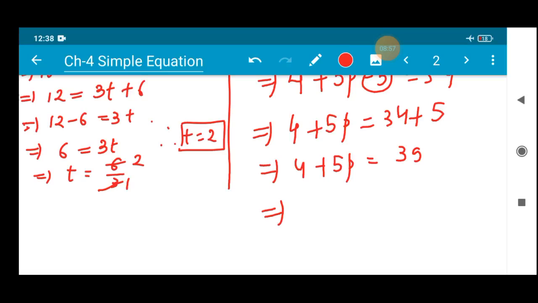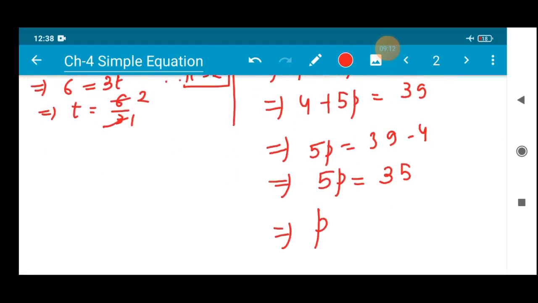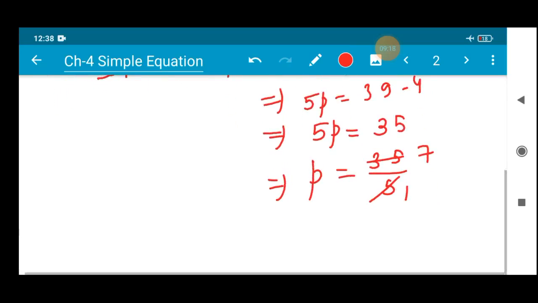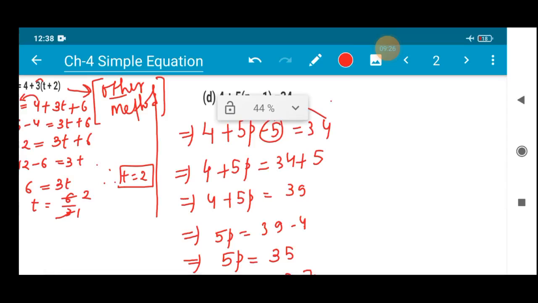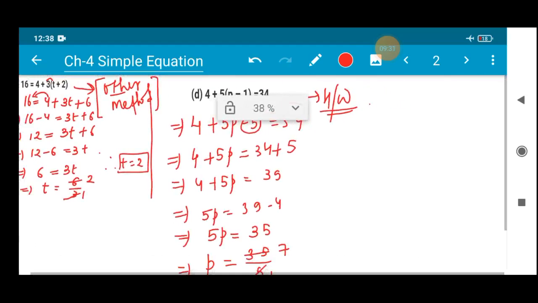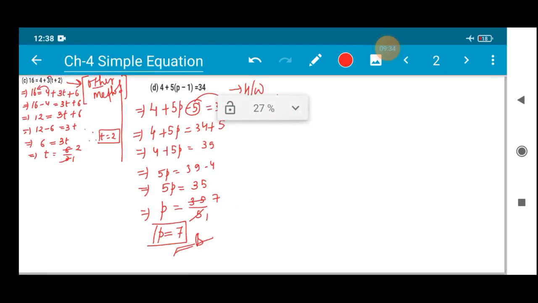Next, here again you can see this 4 is attached with the variable and the coefficient. 5p is equal to 39 minus 4, I can write. Yes, I can do that, 5p is equal to 35. Now you can easily find the value of p, that is 35 divided by 5. 5 1s are 5, 5 7s are 35, so p value is 7. Very easy, right? Your home assignment again is to solve with another method, whether you get p value 7 or not.